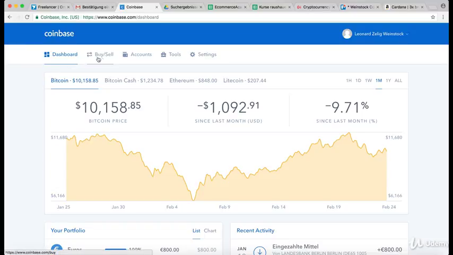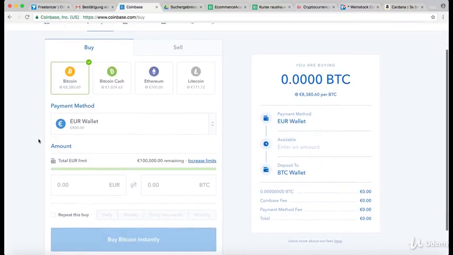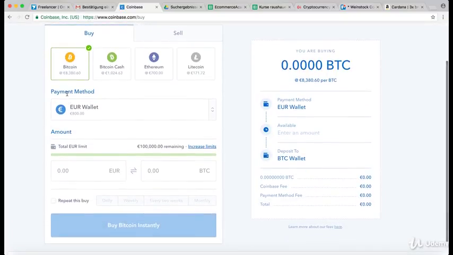So you click here on buy and sell. It's actually very easy, guys. Now you can choose here which of the cryptocurrencies you want to buy, whether it's Bitcoin, Bitcoin Cash, Ethereum or Litecoin. So I would say in this case, let us stay with Bitcoin. So this is already chosen here. Payment method, we choose to pay with the money in our wallet.